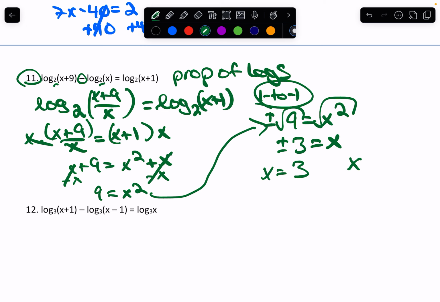Okay, so can we use both answers here, x equals 3 or x equals negative 3? Well, again, looking at this one right here, if we plug in negative 3 here, log base 2, negative 3, we can't have a negative there. So that's another extraneous solution. So our only solution would be x equals 3 for this one.